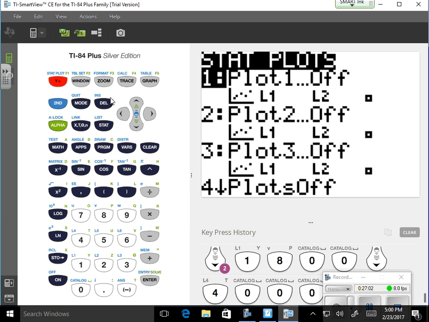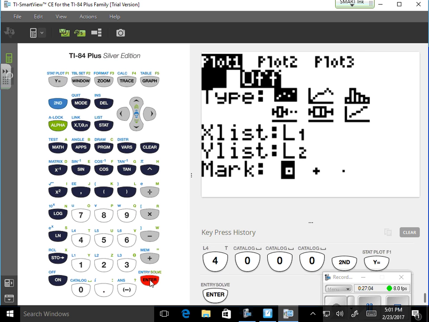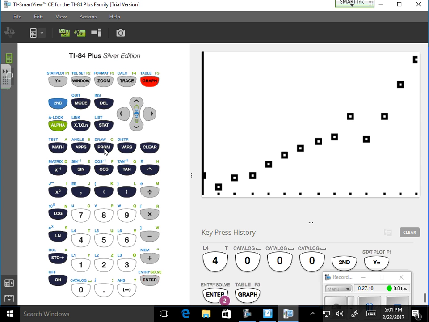Remember to turn my plot one on. Then go to graph, and there it is. Okay. So you plot that on your paper. Make sure you label the axis 2000, 2013, 1800 to 4000 on your y-axis.